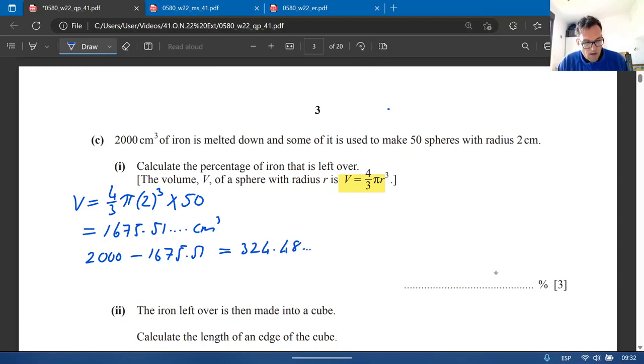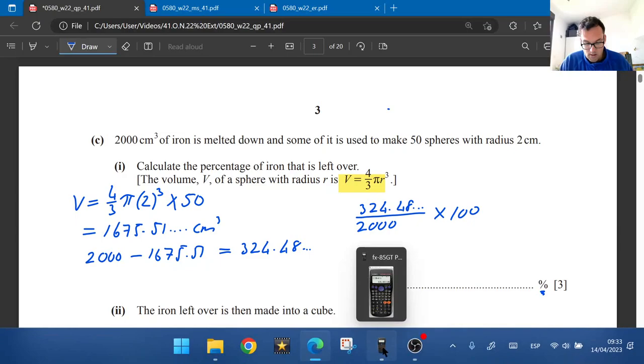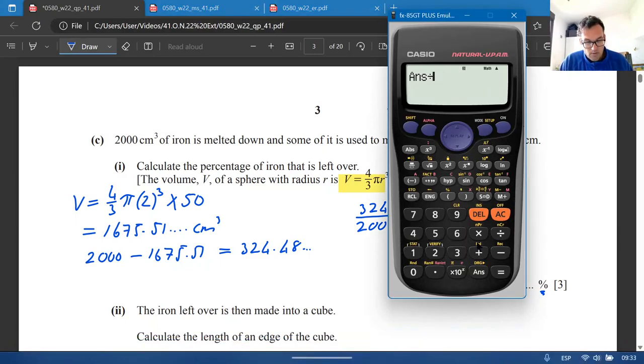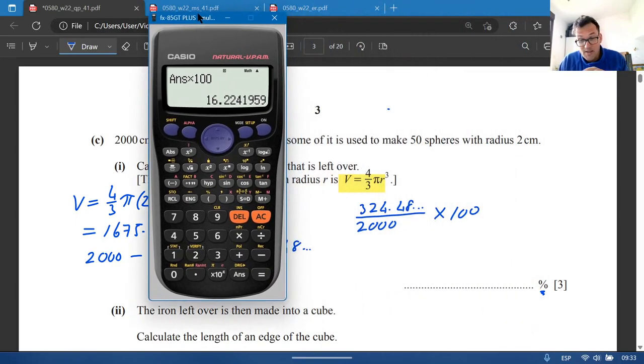Okay, because what they want now is a percentage. Percentage is like when you do an exam, you take what you have, right? So the percentage of iron that is left, first of all, the exact amount of iron that is left is this, out of the original amount you had. And of course, times that by 100, that's how you calculate percentage. So we still have that there. We can now divide it by 2,000. Okay, that gives us a decimal value, times 100, and it gives us a very accurate percentage because I haven't rounded anything on my calculator.